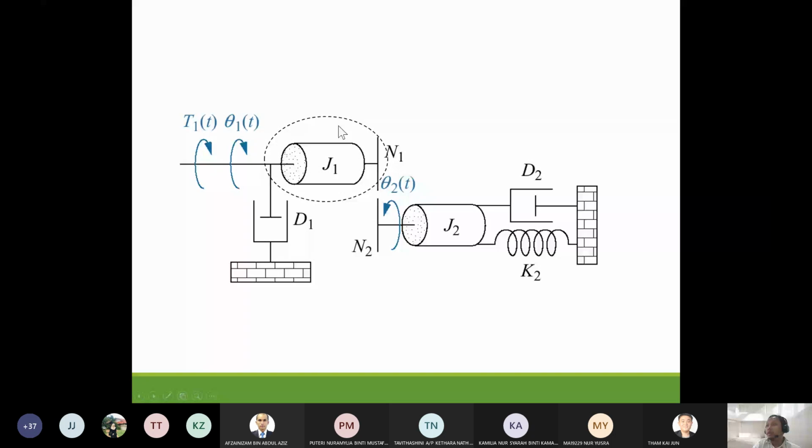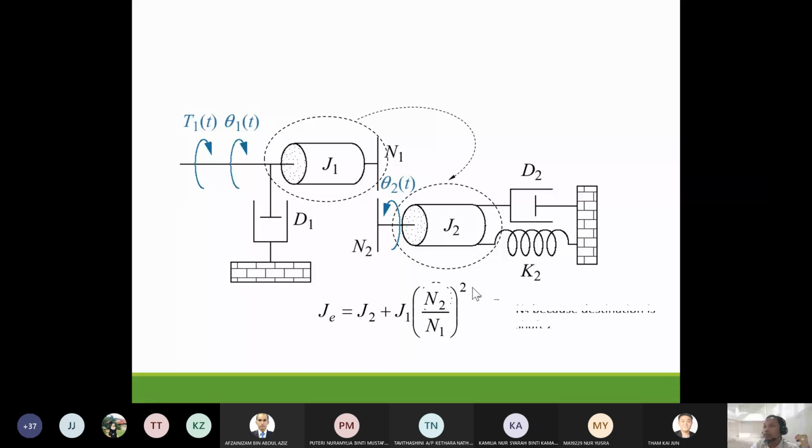Okay, now we transfer J. So we transfer J1 into the second shaft or shaft theta 2. So we get the J equivalent equals J2. So we already have J2 here plus J1 times N2 over N1 squared. So similar to damper.